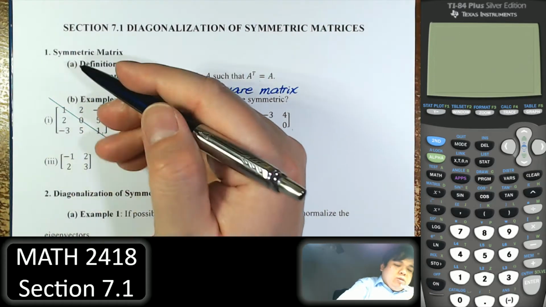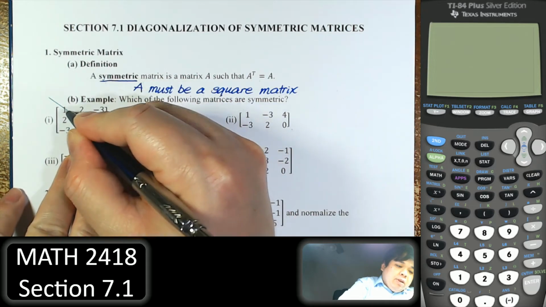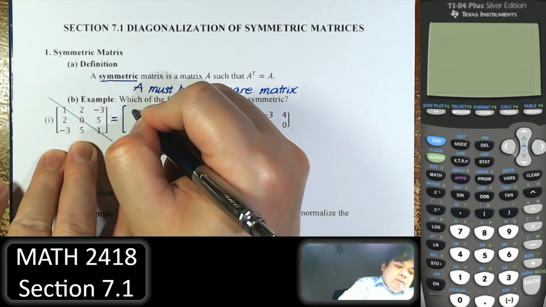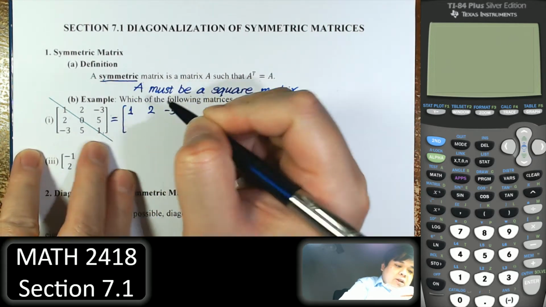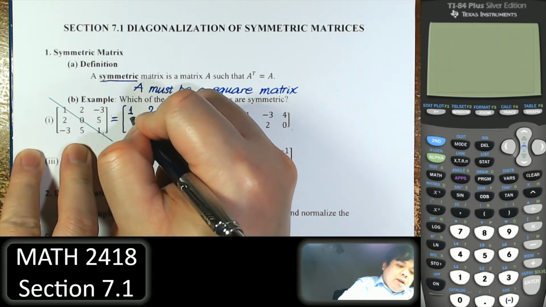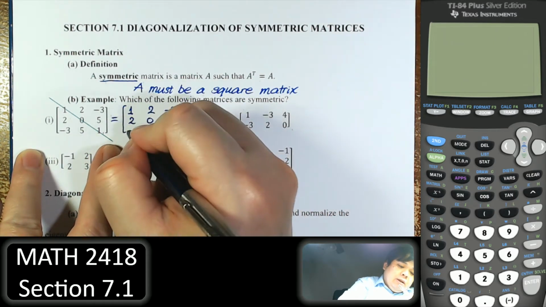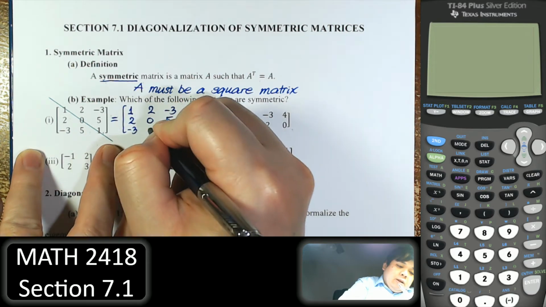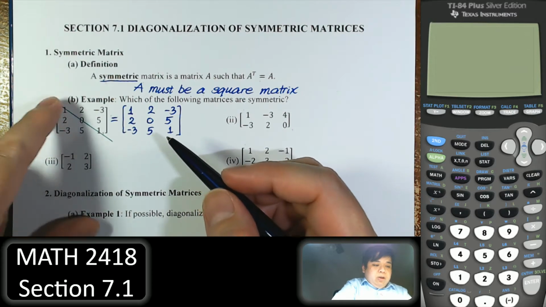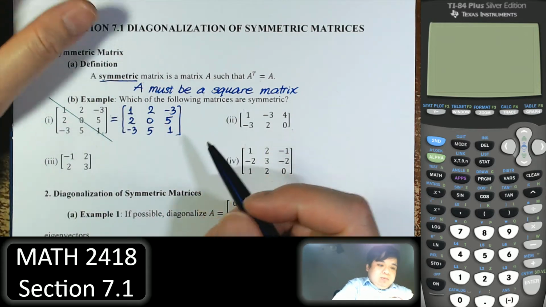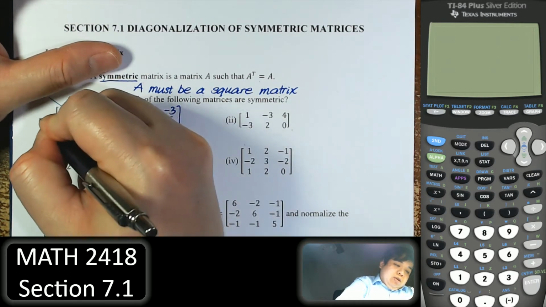Of course, when we transpose, it will be the same. When we transpose this, rows become columns and columns become rows. I just write the first column as the first row, and so on. So this is symmetric, and we put a check mark here.